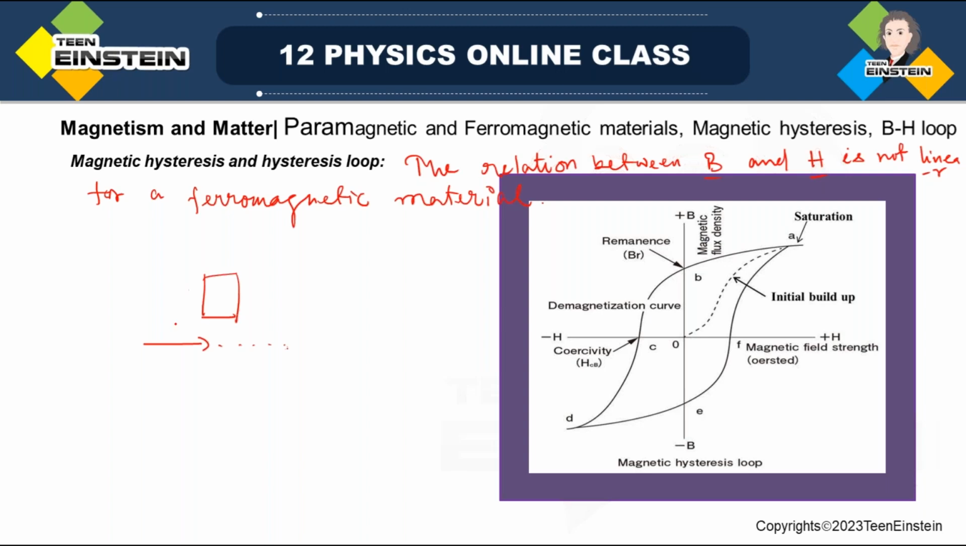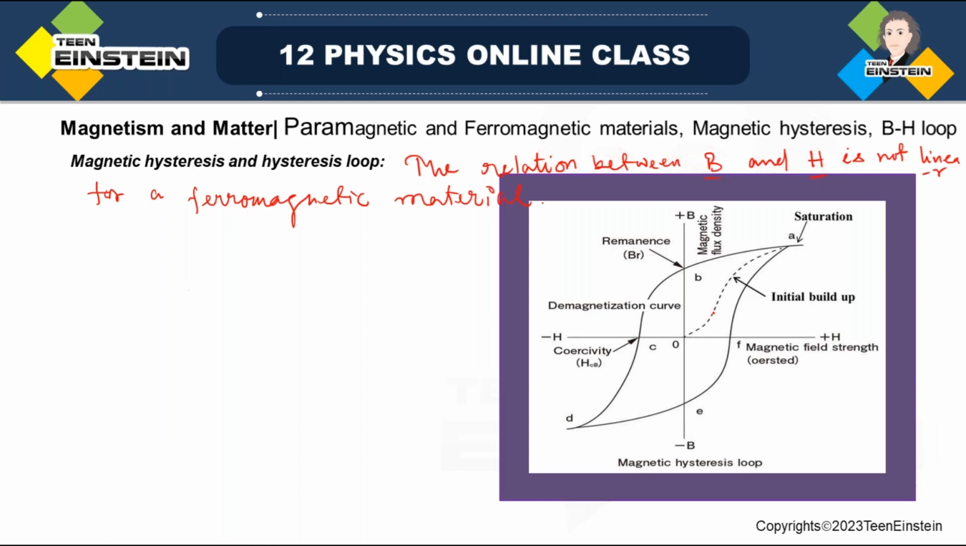That means when a magnetic material is magnetized by applying an external field and then demagnetized by removing the applied field, the induction curve does not follow the same path. Okay, look here. This is called the initial buildup or virgin curve. It is called the virgin curve.